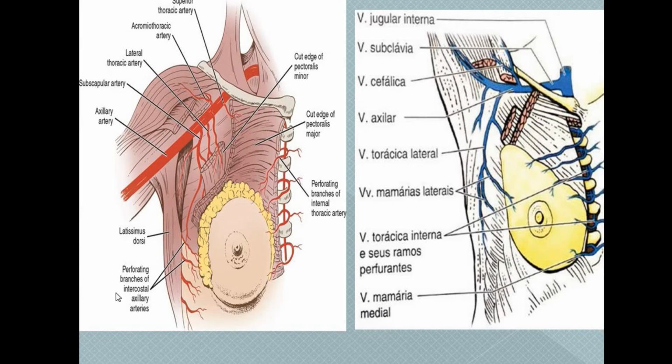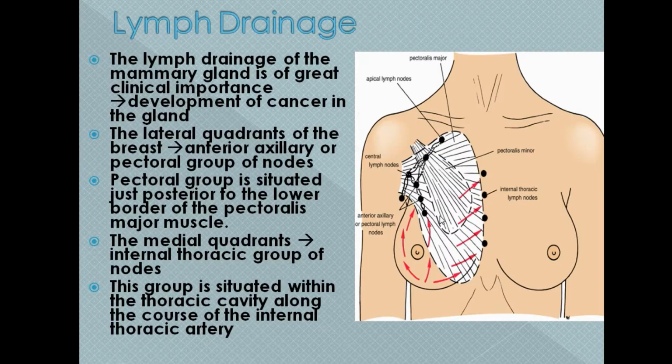Okay, again, a summary picture that shows the medial side supplied by the internal mammary artery, the outermost side by the lateral thoracic and the thoracoacromial arteries, and the lower outer quadrant by the perforating branches of the posterior intercostal arteries and the axillary arteries. Venous drainage is more or less similar to the arterial supply.